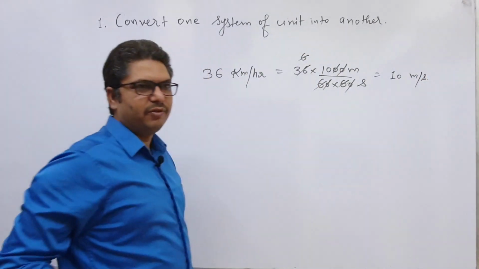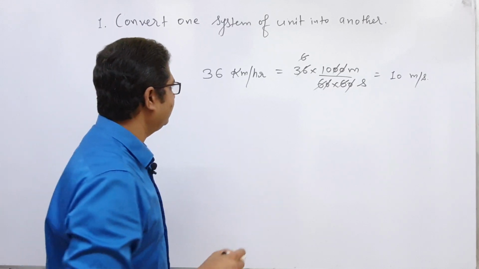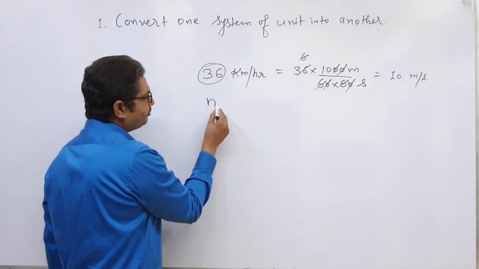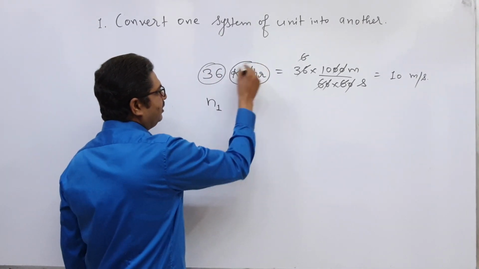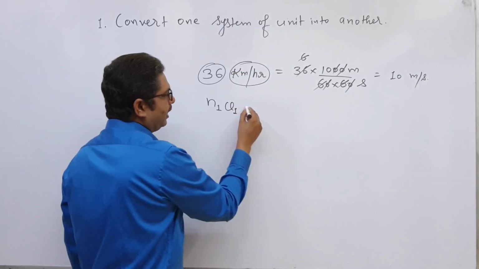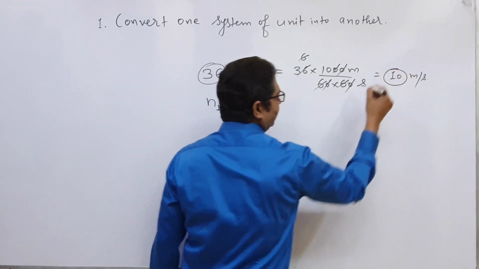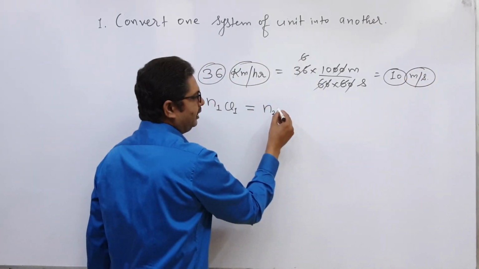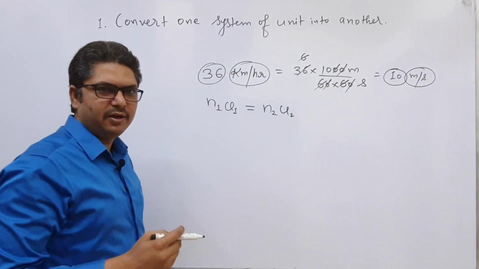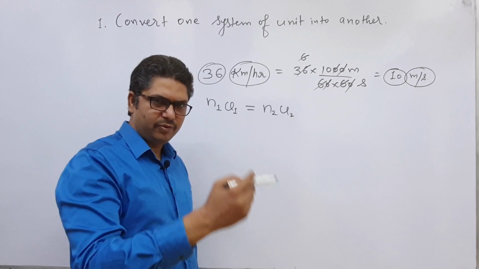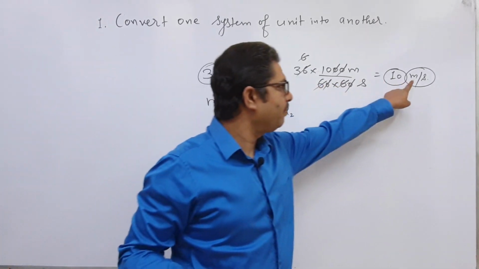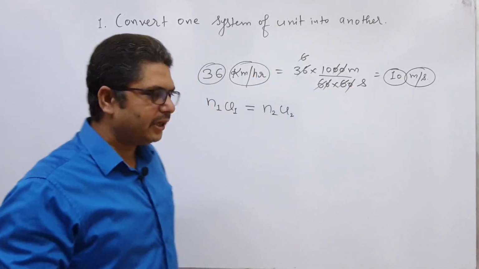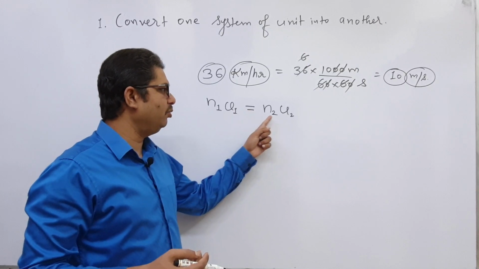Now this is conversion of one system into another. Here what you are seeing is that this is 36, numerical value 1. This is kilometer per hour, unit in one system, and this is equal to 10. 10 is numerical value 2, and this is meter per second, that is unit in the second system. Whenever you convert one system of unit into another system of unit, the unit will change. At the same time, the numerical value will also change. So we can write N1 U1 equals N2 U2.